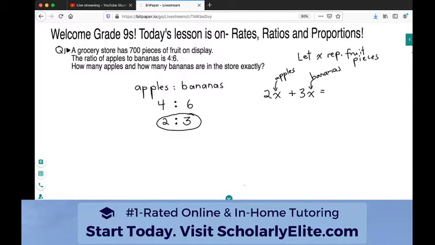So if 2 times this fruit piece and 3 times this fruit piece equals 700, then all I need to do is solidify this because these are like terms. So that's going to equal 5x, and that is going to still be equal to 700. And then I just algebraically solve for x. So again, we're going to divide off 5.